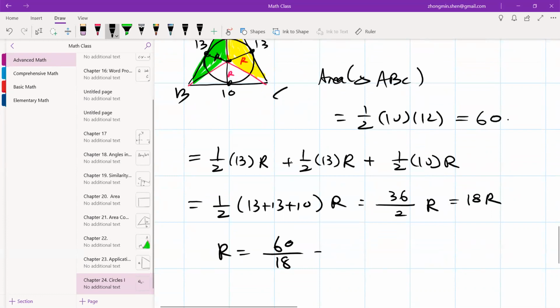You can simplify, let me simplify a little bit, step by step. Divide by 2 is 9, 30, and divide by 3, 10 over 3.